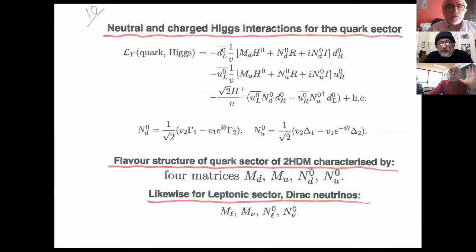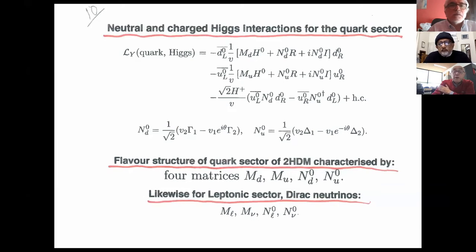Now something very important appears, which is the appearance of new flavor matrices related to the Higgs. Now this H0 and R and I: the H0 is the Higgs that was discovered, but R and I are the new Higgses that are still to be discovered. Then you have four flavor matrices, MD, MU, and N0D and N0U. The important point that we have shown is that it is possible to have models where N0 are only a function of VCKM. This is an incredible thing.